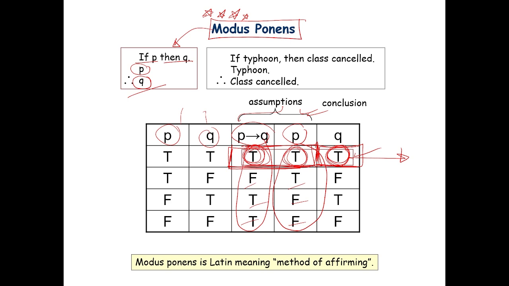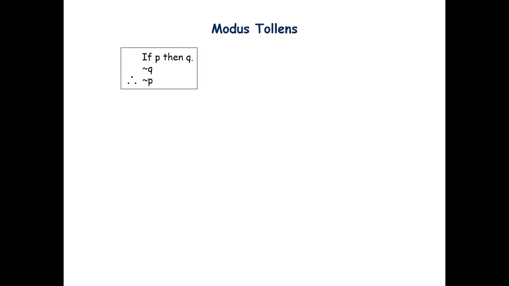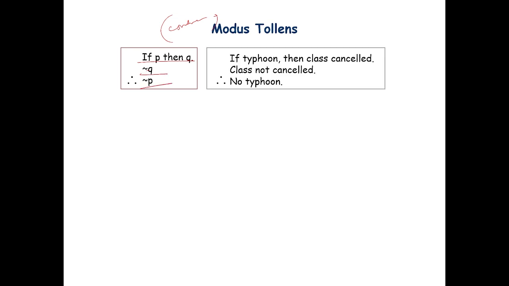Modus ponens is Latin meaning method of affirming. Modus tollens. So this is basically proving the contrapositive. Okay, this is the contrapositive one. If P, then Q, not Q, so not P. If typhoon, then class cancelled. Class not cancelled, so it must mean that there's no typhoon.